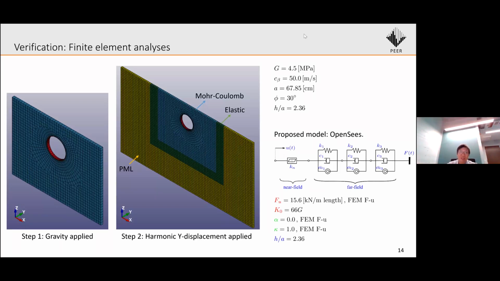We also verify the proposed model with the result from the nonlinear finite element analysis, which is obtained via the MS Dynamic commercial software. So for nonlinear analysis in a finite element method, we build a two-step model. We apply the gravity in the first step and apply the harmonic displacement in the second step to obtain the force displacement curve.